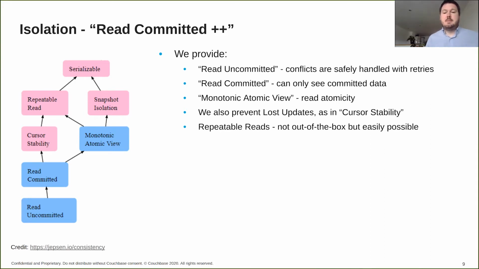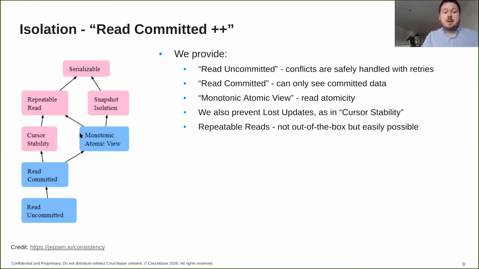So read committed means that you can never see the staged changes. You know, the transaction has to commit before you see any part of that transaction. And we provide that across the entire Couchbase data platform. You won't see that unstaged, dirty data. But we go beyond that. We do go beyond read committed as well.